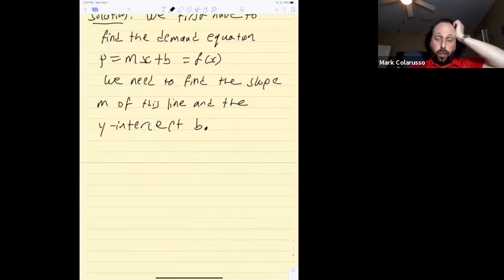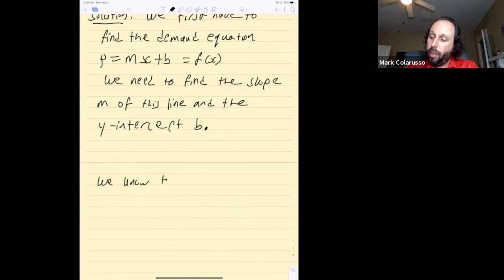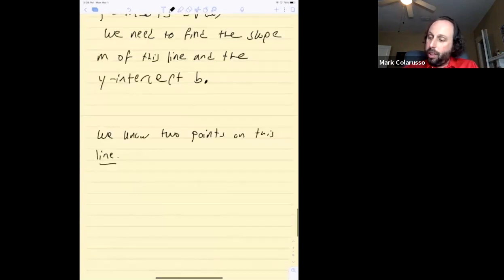We can find both of these things because we already know 2 points on this demand equation. If the price is $3.60, we sell 12,000 hot dogs. And if the price is $3.90, we sell 10,500 hot dogs. So these are 2 points on this line, and using 2 points on the line, you can find the slope and the equation of the line.